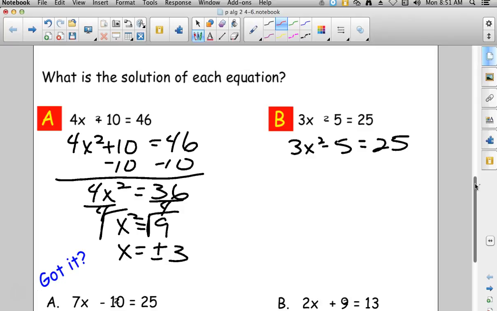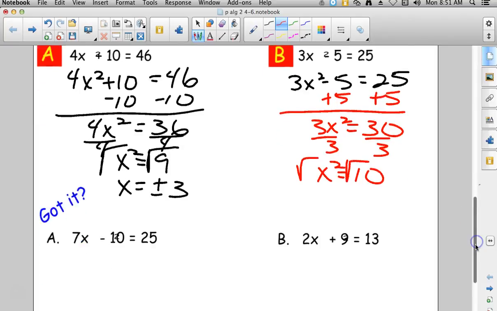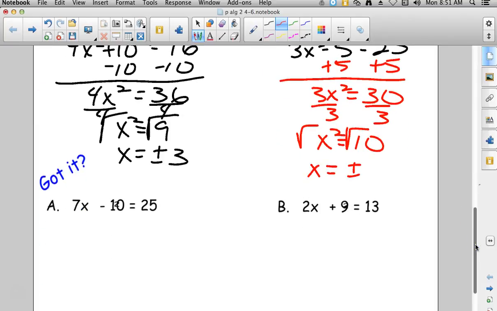Add 5. Second step. Divide by 3. And then we get a little concerned because 10 is not a perfect square. Well, you know, we take the square root of both sides and we say, so x equals plus or minus the square root of 10.